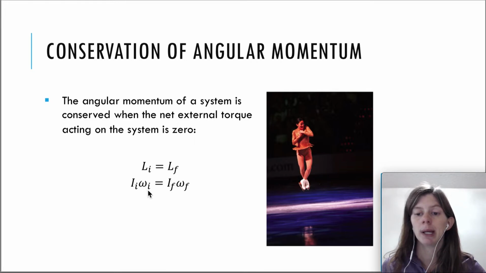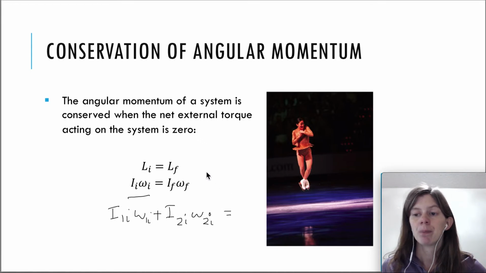I initial omega initial equals I final omega final. It's possible to have more than one object, but I have just written it this way. If you have more than one object, you break it up into I1 initial omega 1 initial plus I2 initial omega 2 initial, etc., and then that equals the same thing for the final.